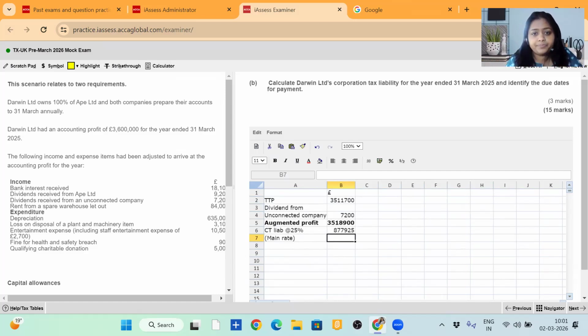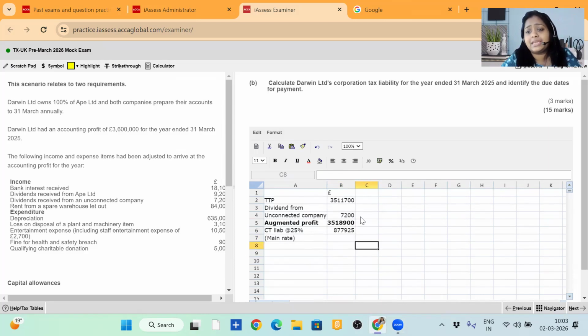But yeah, just one thing. When I look at the screen here, Darwin Limited owns Ape Limited. So there are two companies, right? So the threshold will also be revised. Right. So I will just check, although it has crossed the threshold definitely, but then we did not do this checking. So for that, my limit will now be 250,000 divided by 2, which is 125,000. So which is getting exceeded.